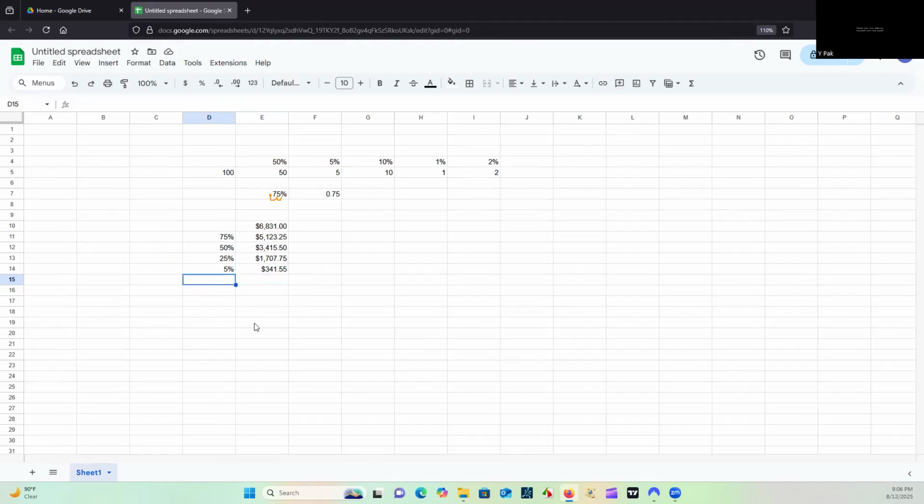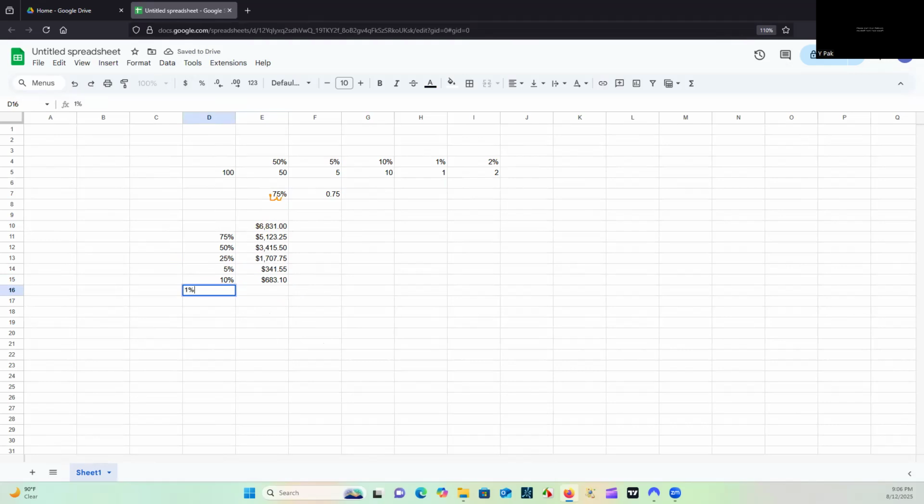And let's say, okay, what's 10% of 6,831? Well, that's equal to 0.1. Remember, you move the decimal places two places to the left. 1, 2. Then you multiply that by the number that you're interested in getting. What's 10% of 6,831? Well, it's $683.